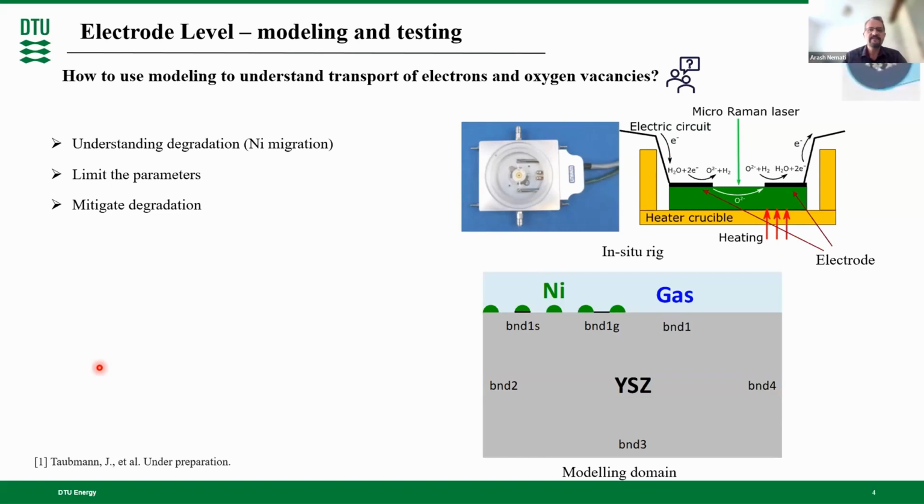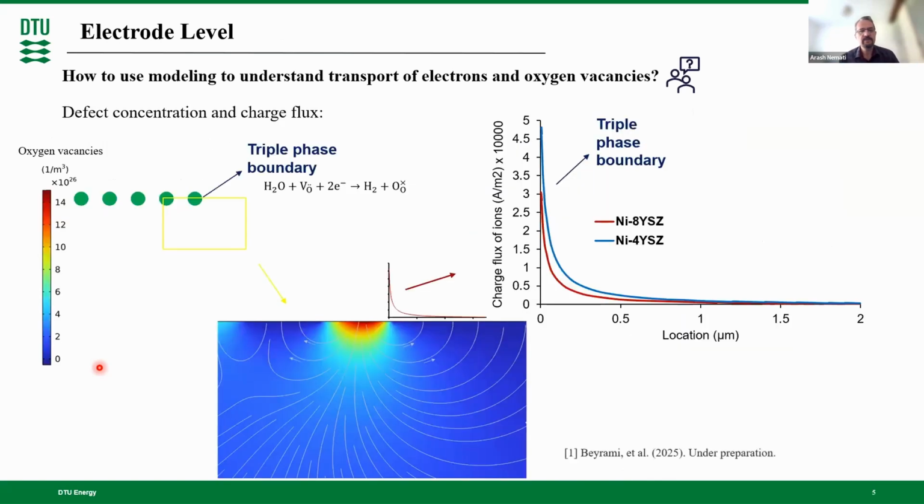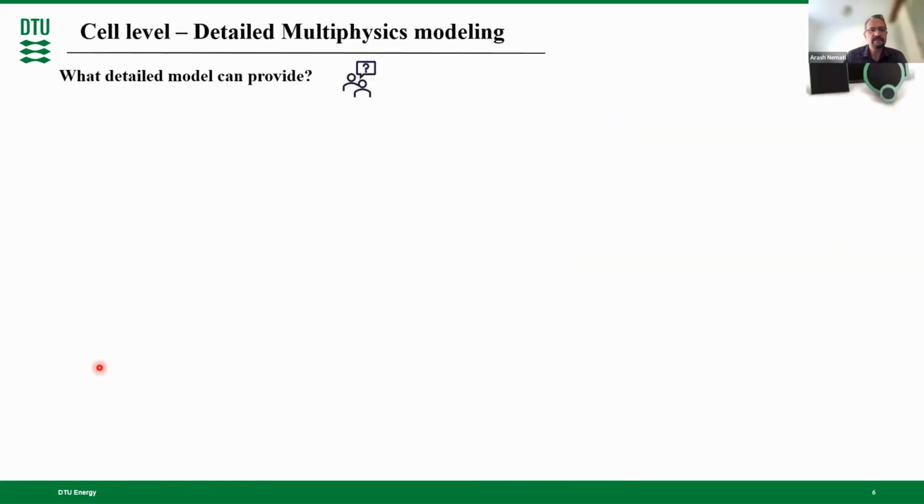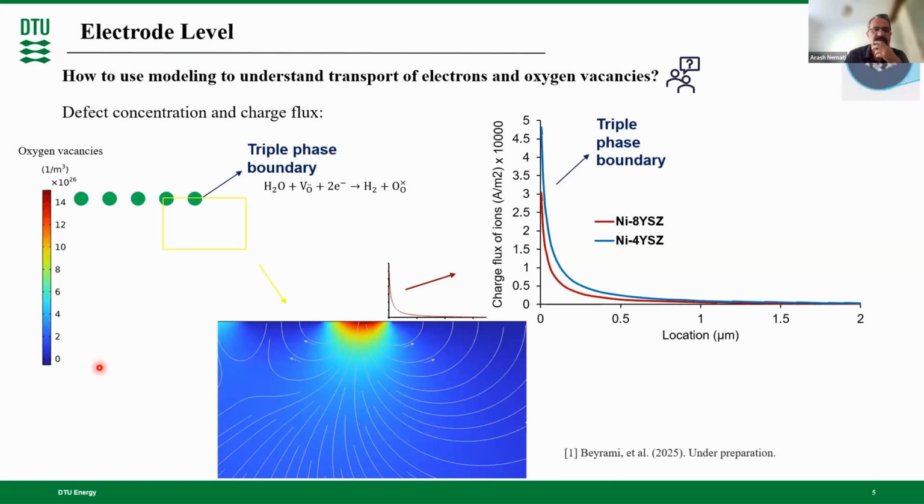To do this, we have this setup, and we also use modeling to understand how it is going on. Here you can see the defect concentration and the charge flux, and we believe that in the SOEC mode we have these oxygen vacancies that increase the ASR resistance, and by changing the SOEC mode to the SOFC mode, we can reduce it. There is a company that patented this idea, and we want to understand why this is happening.